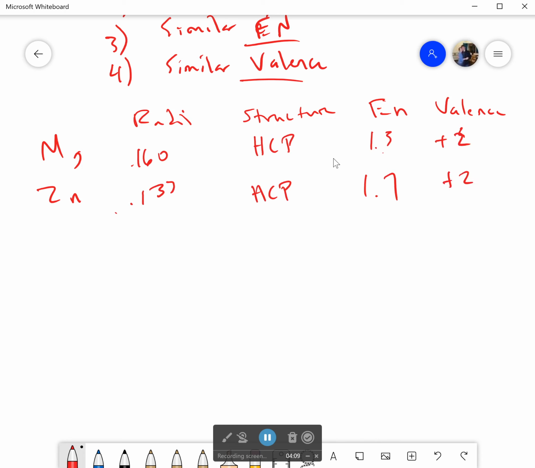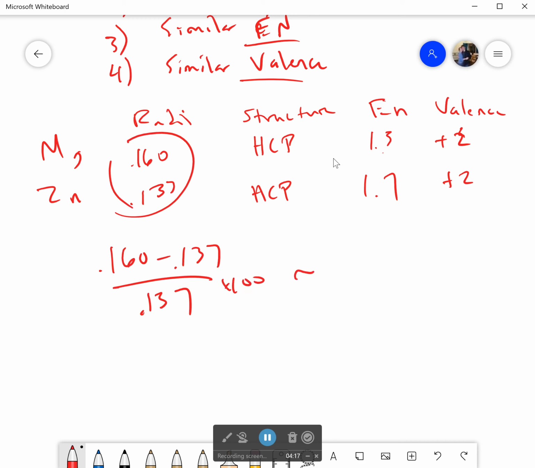Now, if I look at the percent difference here, so 0.160 minus 0.137 over 0.137 times 100, that is going to be around 17%, depending on which one you do. That's too big. Too big. It needs to be roughly less than 10%. I mean, 11% can work if everything else is perfect, but you want to be at 10% or less. And so this is way too big. So we already know this isn't going to work.